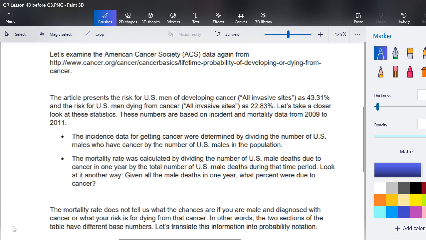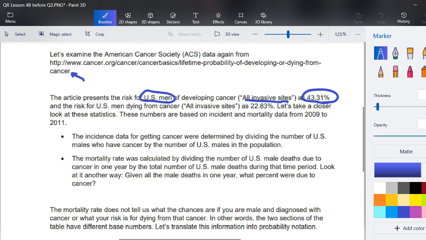It starts by saying, let's examine the American Cancer Society data again from the same website. Again, I'm reminding you, make sure when you cut and paste this into a browser, you do not have that period there at the end of the sentence. The article represents the risk for United States men. So we're going to have to start digesting. This is United States men developing cancer of all invasive sites. And then it gives us a percentage, a possibility, the outcome, the risk of this happening.